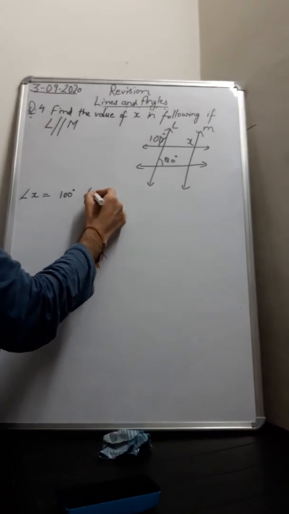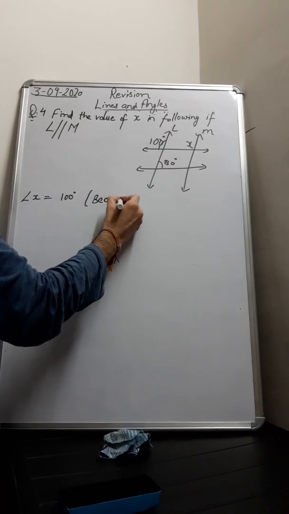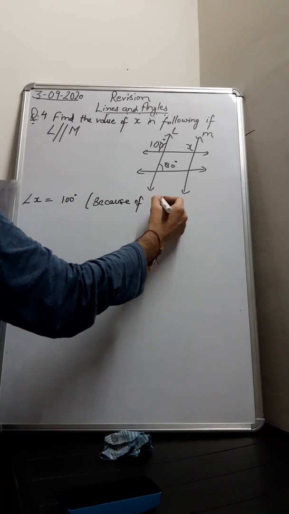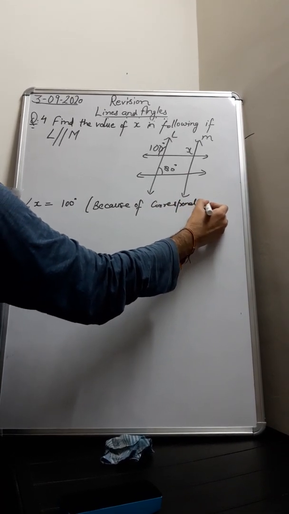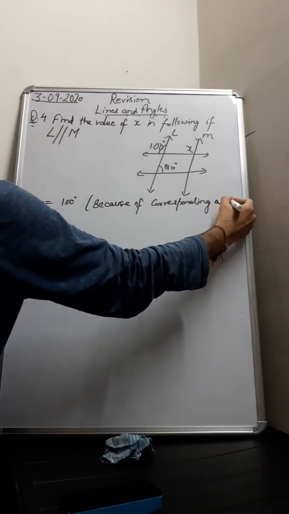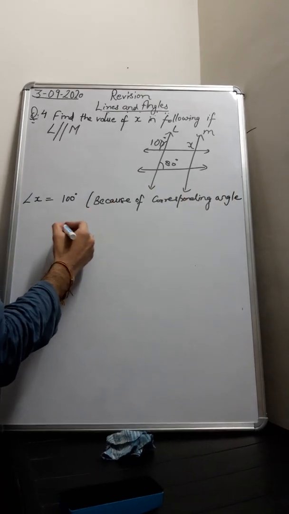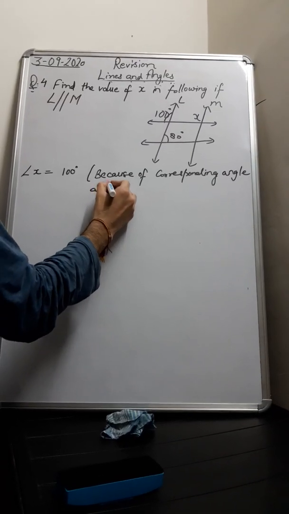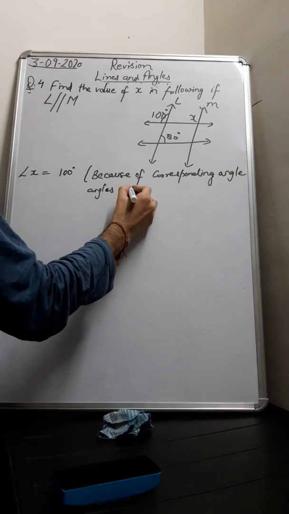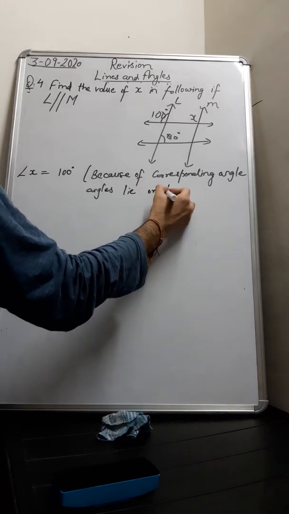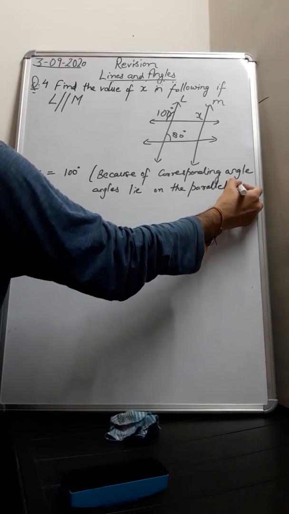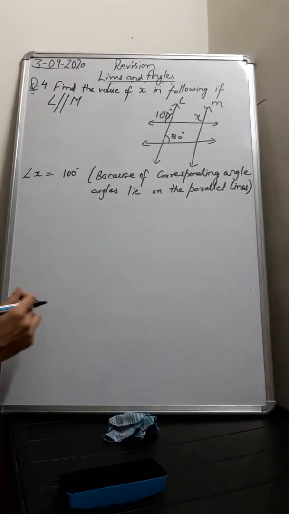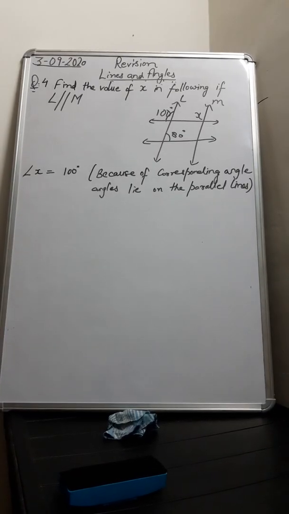This is 100 degree and x both are lying above a line and on the same side of a transversal, so that's why it is because of corresponding angles, that is, angles that lie on the parallel lines. That's why angle x equal to 100 degree.